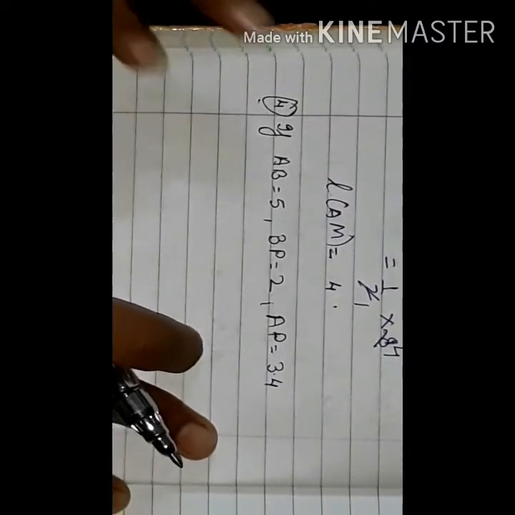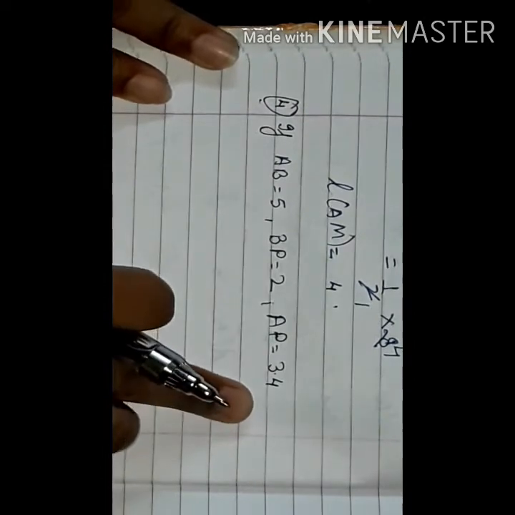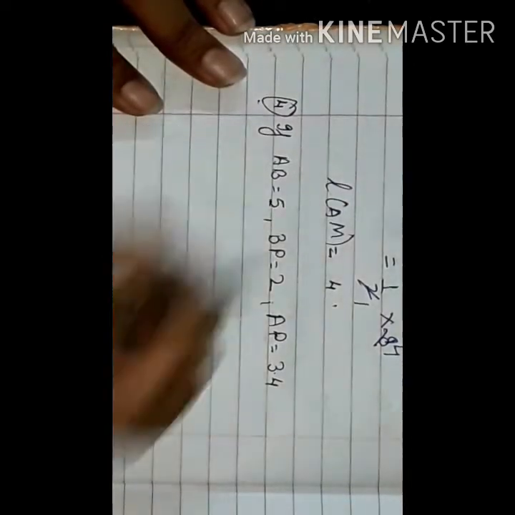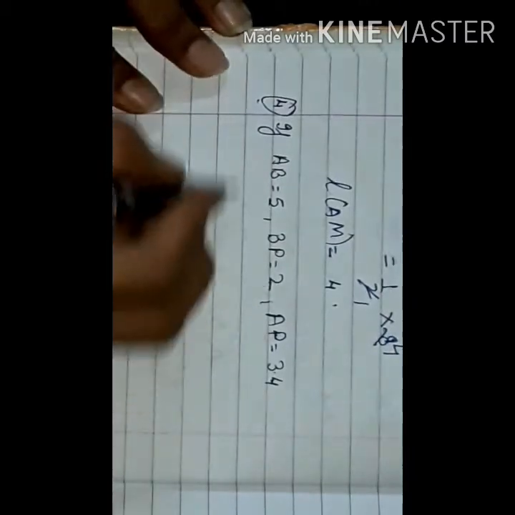That is, AB is 5 centimeter, BP is equal to 2 centimeter and AP is 3.4 centimeter. Compare the segments. We have to compare these segments. Now you will see that obviously 5 is greater, after that 3.4 is greater, and then 2. How are you going to compare?